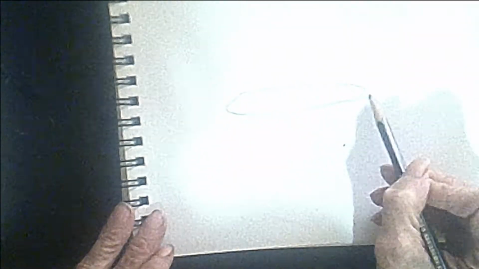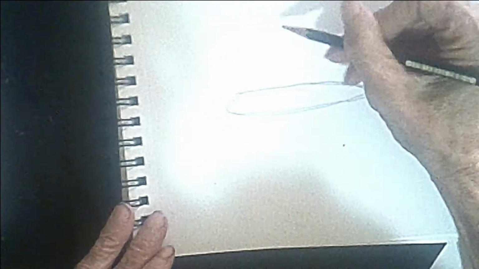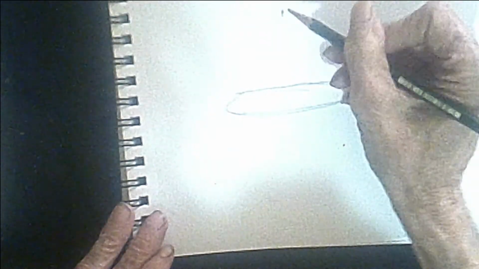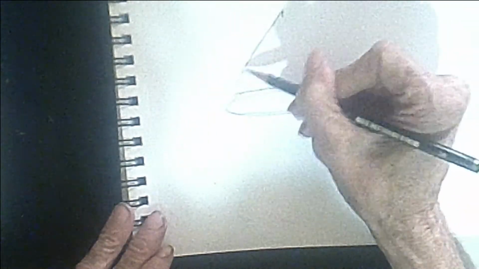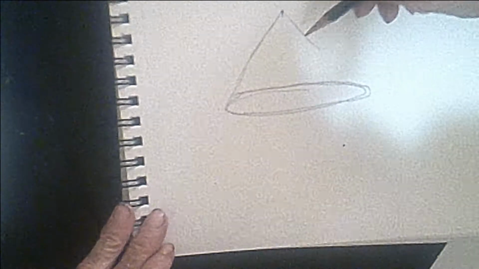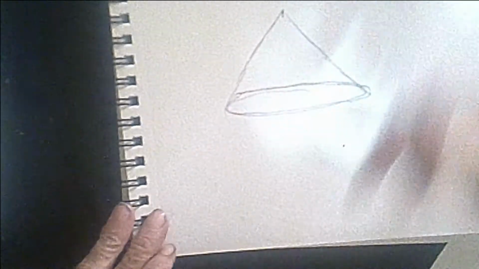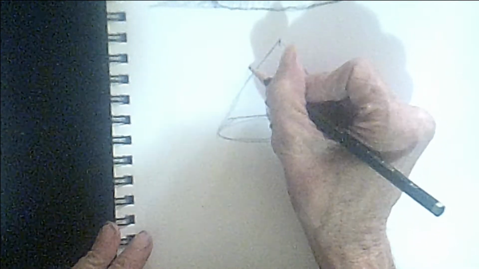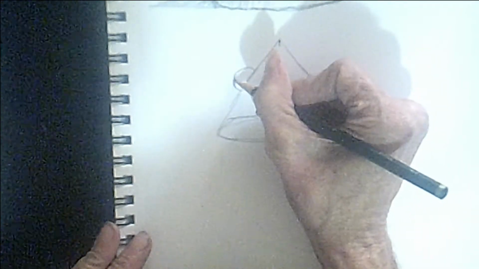Now let's do something else with the cone. Start with drawing the base. Ellipse, go to your cone shape. Now this time, we're going to have the sun peeking out right behind it, like that.